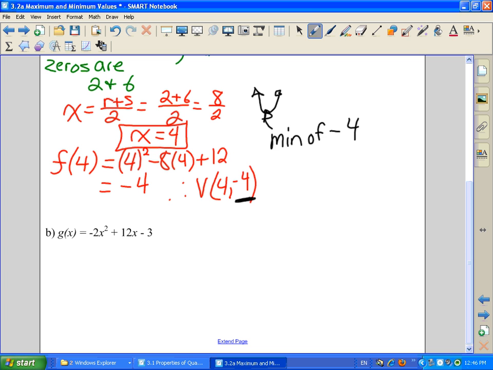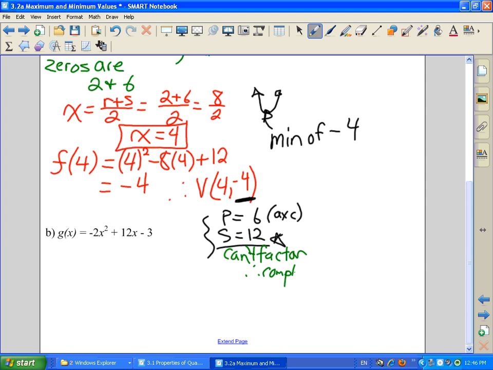All right, example 2. Taking a look at this, ladies and gentlemen, if I was to try to do my factoring, I would say product equals 6, which is, remember, -2 times -3, a times c, and then my sum equaling 12. Right away, I notice there's something fishy about this. I can't factor because I'm not going to get even numbers. So what I'm going to do is therefore complete the square.